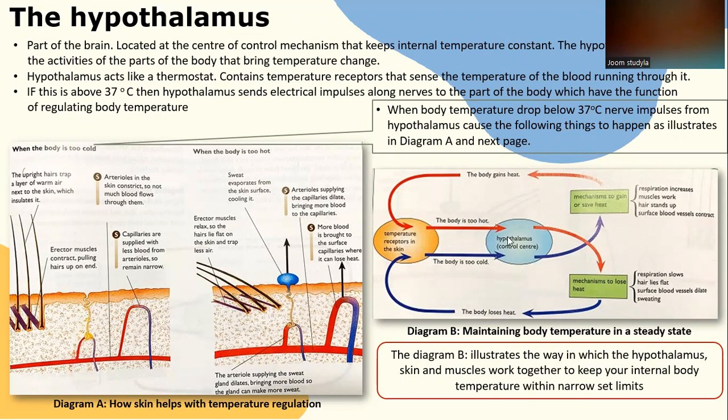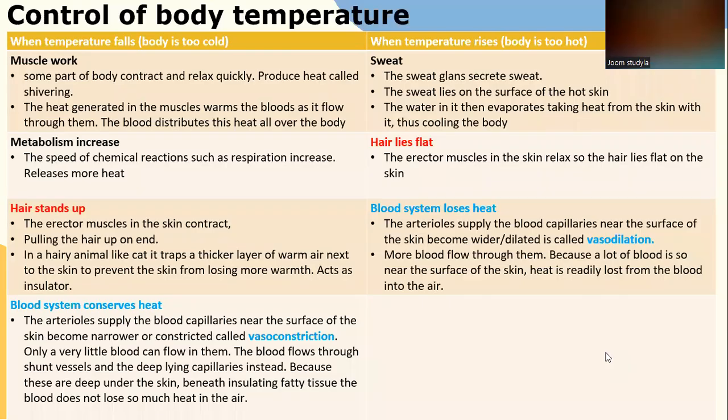too cold. Diagram B illustrates the way in which the hypothalamus, skin, and muscles work together to keep your internal body temperature within narrow set limits. Control of body temperature. When the body is too cold, that is, when the temperature falls, body systems conserve heat.